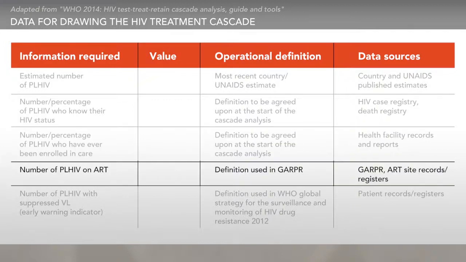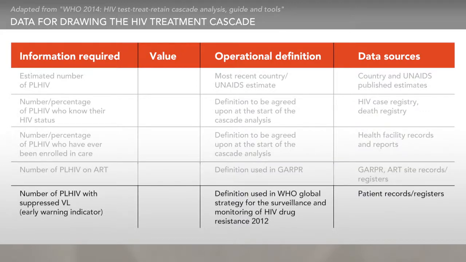The fourth bar, showing the number of people living with HIV on treatment, can usually be derived from treatment site records or registers. Sometimes this is presented as the current number of people on treatment, sometimes as a cumulative number ever started on treatment. This will depend again on the country.